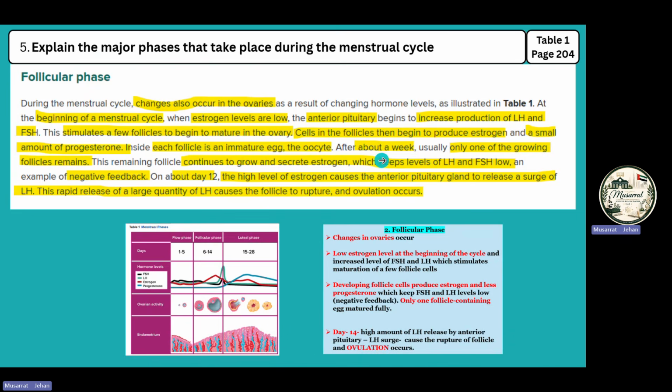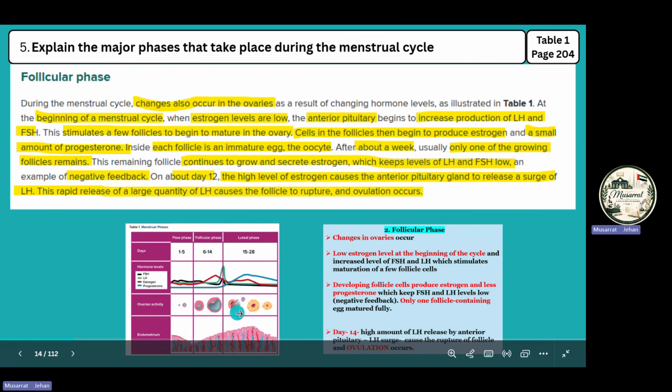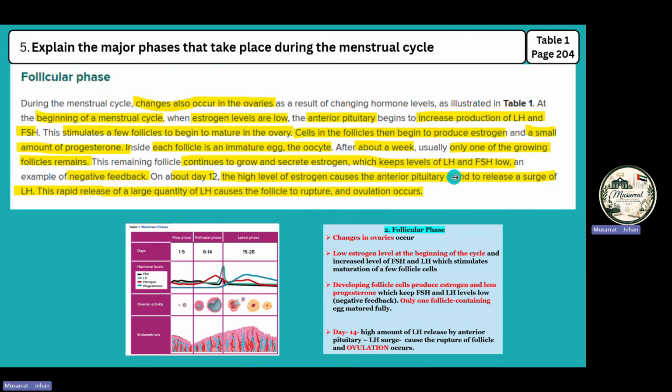After about a week, only one of the growing follicles remains. So only one will remain. The remaining follicle continues to grow and it secretes estrogen. So when it grows here, it will secrete estrogen. Now when estrogen is more, the FSH and LH will become low because estrogen has gone up, as a negative feedback.